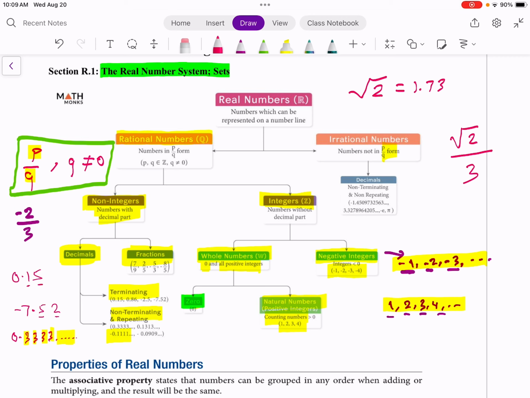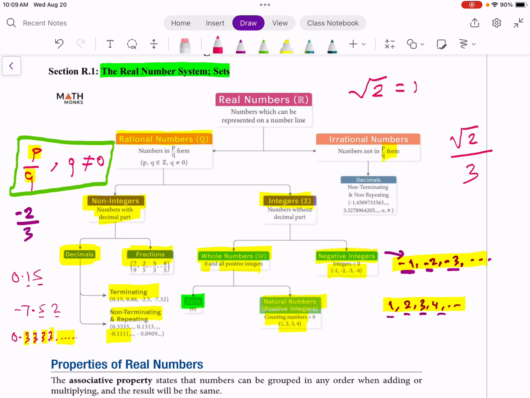If it's 1.73, it will be terminating and it will be a non-integer and it will be a rational. But it should not be terminating here. So what is the square root of 2? 1.73. Is it 1.4 or 1.7?